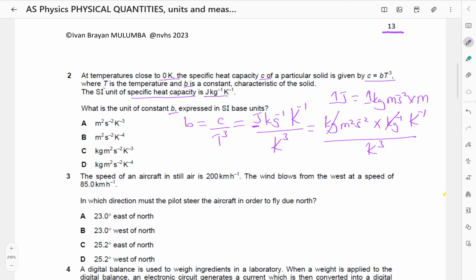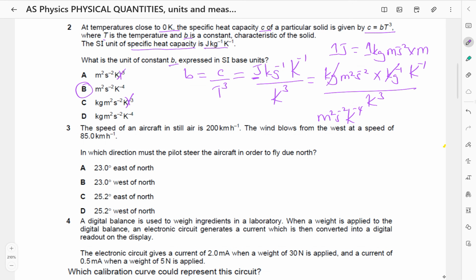So that means that it eliminates this one and this one. It becomes K power negative 4. So we have in the numerator K power negative 4 upwards. Then M squared has remained, and S power negative 2 has also remained. So our correct answer here is going to be meters squared per second squared per Kelvin power 4, which is B.